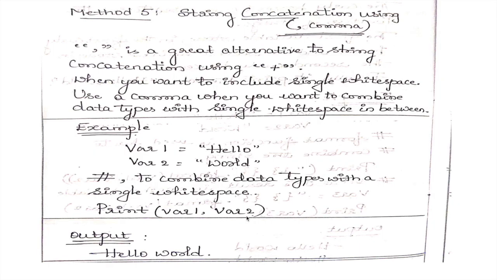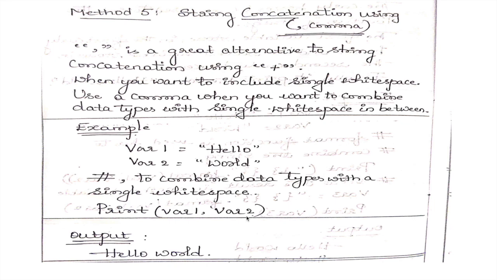Here I'm going to use a comma operator. Very simple. It is exactly the same as the plus, right? That means how we concatenated using a plus operator, here also we do the same thing, but the only difference is instead of the plus operator we use the comma operator. So it's a great alternative to string concatenation using a plus. Instead of plus, you can use the comma operator also.